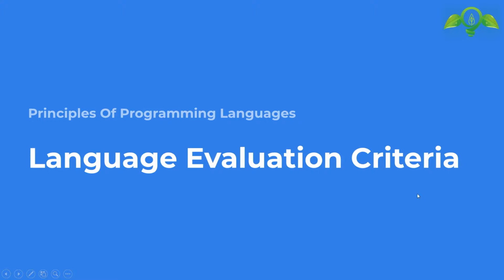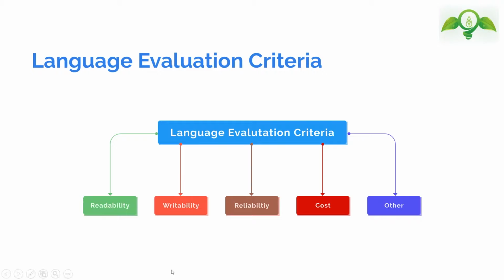Language evaluation criteria. We have five language evaluation criteria, and the first one is readability, writability, reliability, cost, and others. Let's look into readability language evaluation criteria.